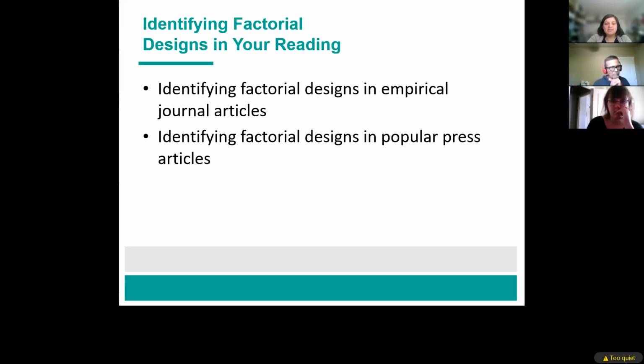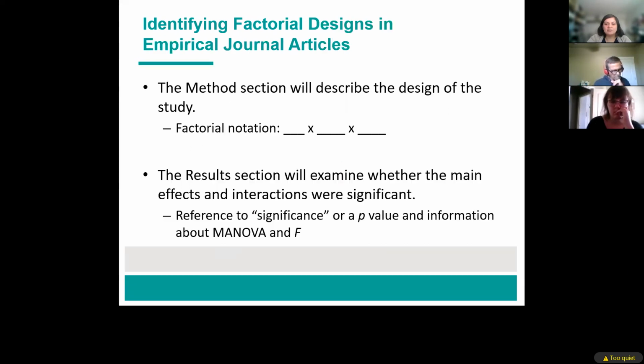All right, so how do you identify factorial designs in the articles that you read and in popular press articles? You look at the method section in an article. If it says it was a 2x2x3 or a 4x2x1, then that's a factorial design. The results section will also examine main effects and interactions. So you'll see significance or p-values and information about a MANOVA or a 2x2 ANOVA. So you'll talk about main effects and interactions. When you just have one independent variable with two levels, you don't study interactions. You just study effects.